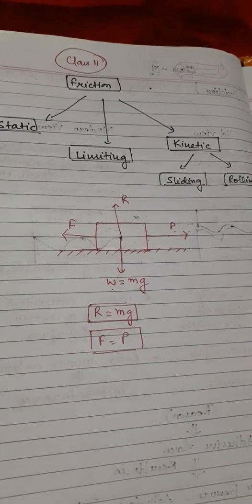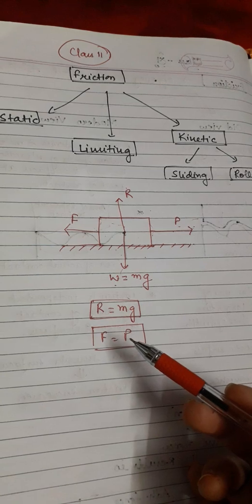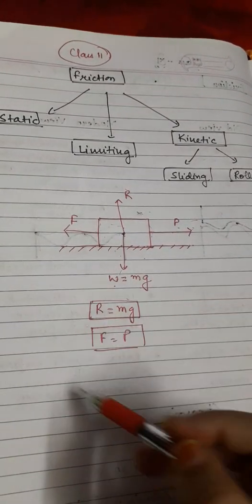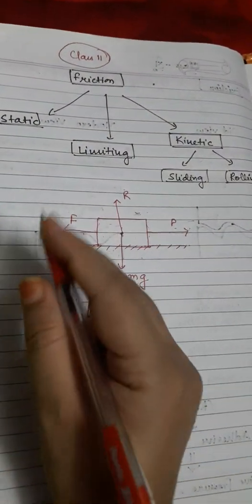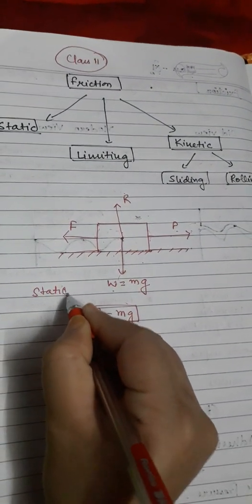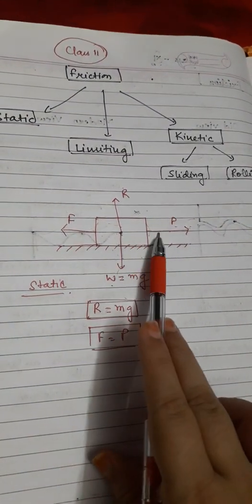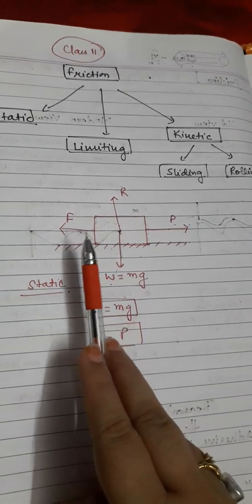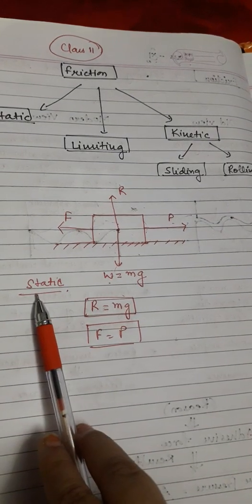So the opposing force that comes into play when one body tends to move over the surface of another, but the actual motion has not yet started, that type of friction is called static friction. Means when the whole system is at rest, or we are applying force and the object has not started moving, in that condition the force playing its role is static friction.